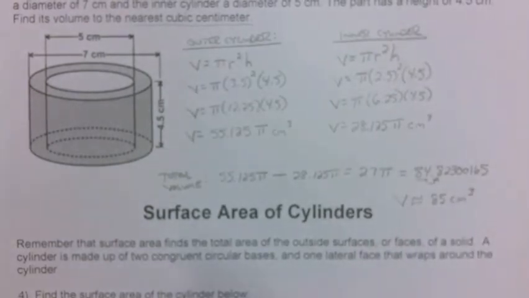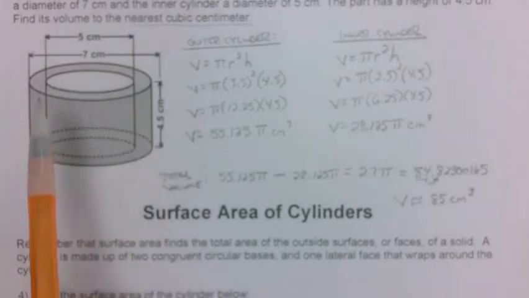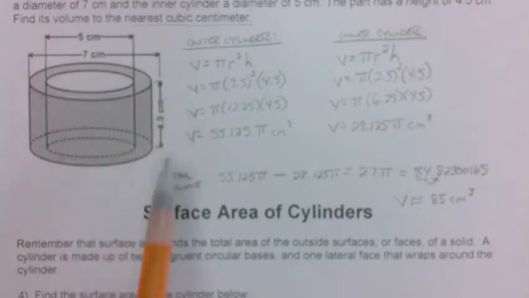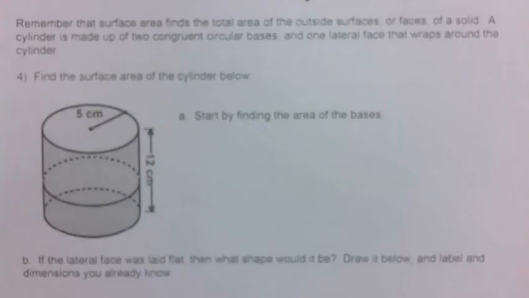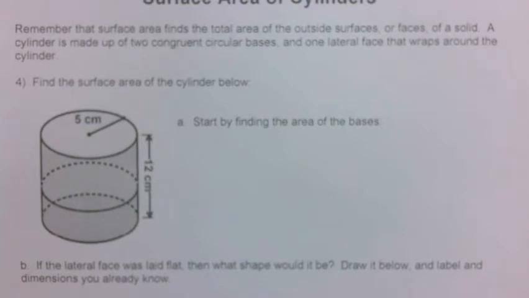Much like we did in the lesson earlier, if we have a hole in the solid, we're going to have to subtract out the volume of the hole from the volume of the entire solid. In the next part of the lesson, we're going to focus on surface area of cylinders.